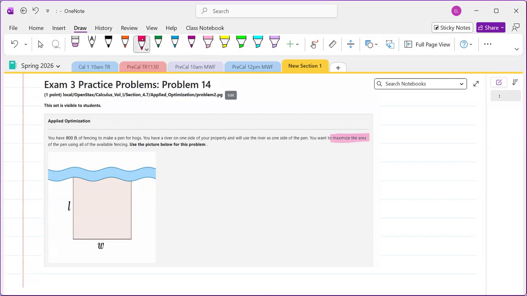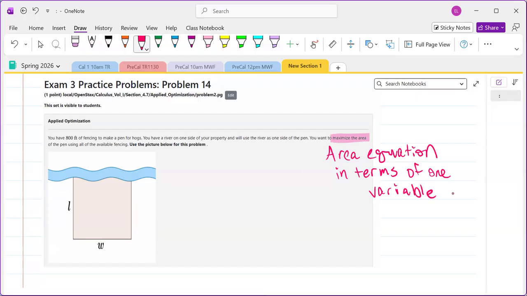So our key phrase there is maximize the area. So this means I want an area function, an area equation in terms of one variable. That was our requirement for doing our derivative and finding a critical value: we needed it all in terms of one variable.